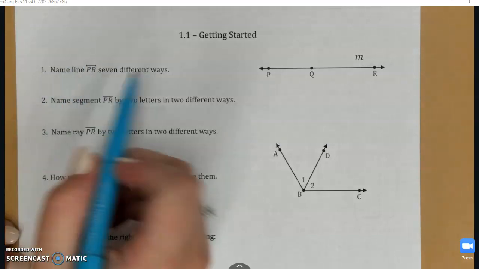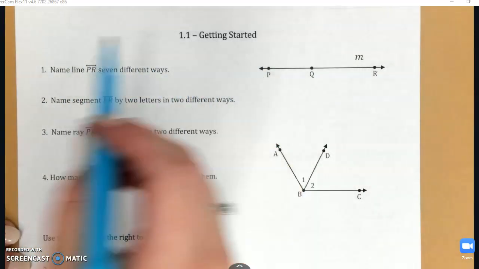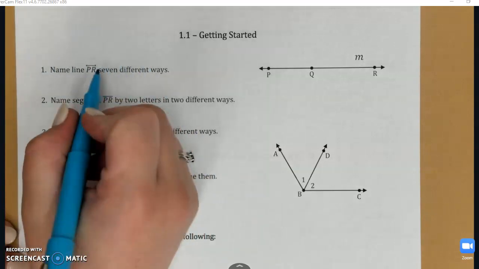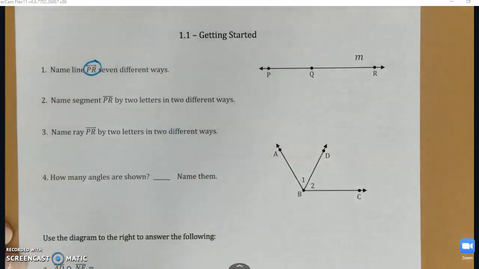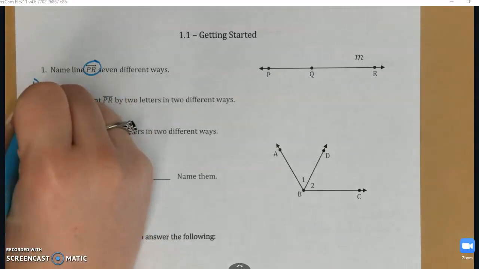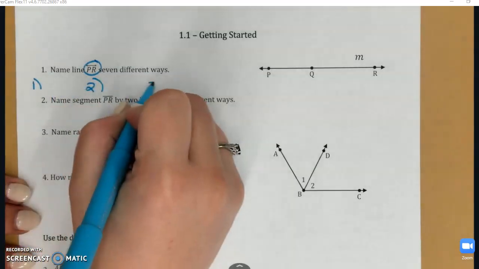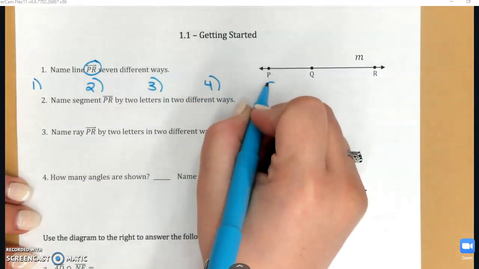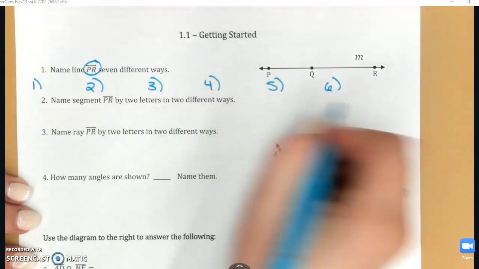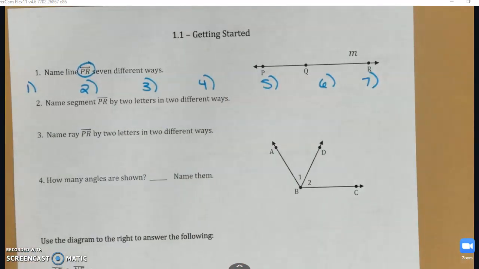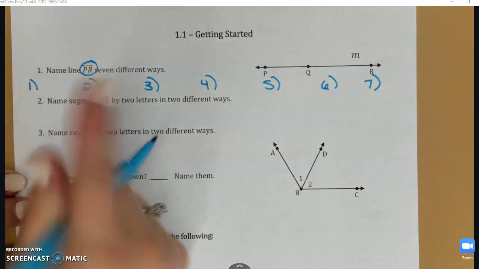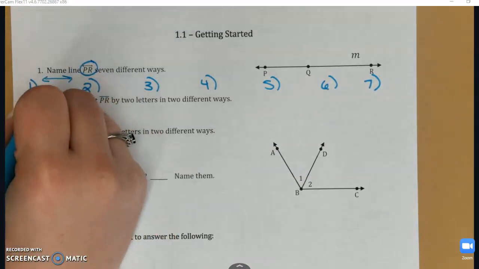So the first one is saying to name our line over here in 7 different ways. And what they have done beautifully for us is demonstrated the correct symbol and number of letters. So when we're naming a line using points on the line, we have to use our line symbol and 2 of the points on the line. Now the order does not matter, and so remember we're going to be looking at 7 different ways. So I'm going to go ahead and number so we can keep straight how many we have done so far. And starting with number 1, they gave us one of them in the problem, line PR.